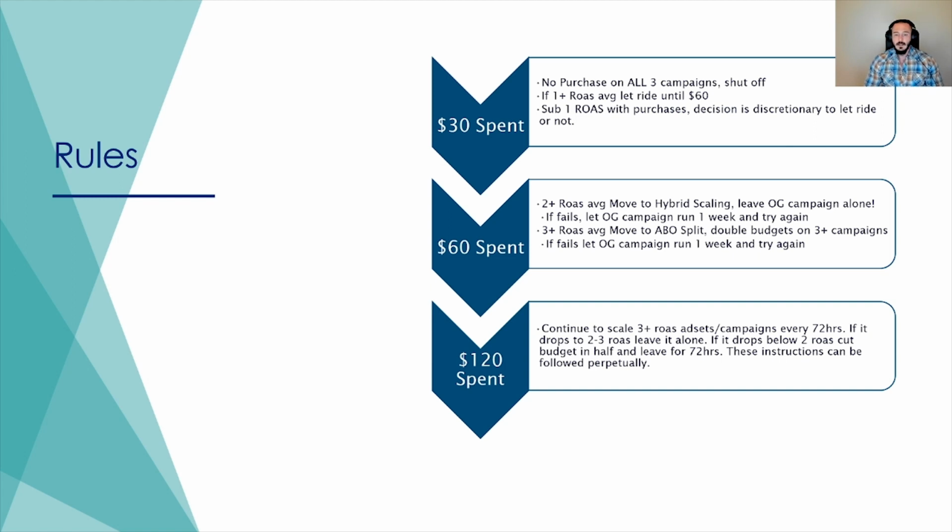If your ABO split fails, if it completely bombs, then continue to let your original campaign run for a week. And if you're still above a 3, try it again. If you're above a 2, go to hybrid, so on and so forth. Okay, these rules all work synergistically.